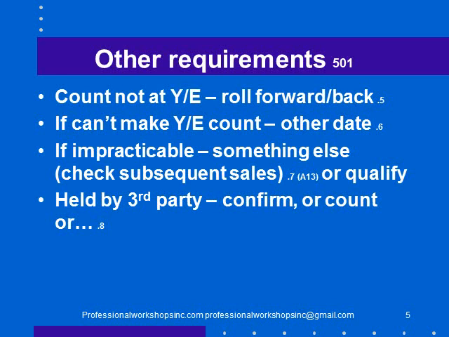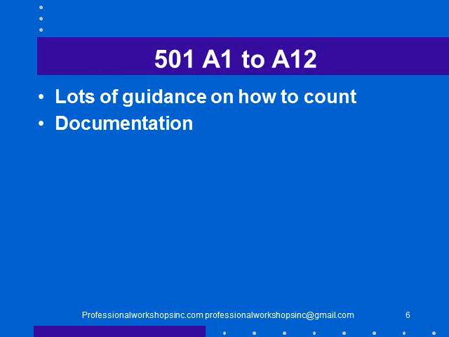The other advice it gives us: if inventory is held by a third party, we have to do something. We could get a confirmation. We could go and visit and count. There are other things that we could do, and that's in paragraph 8 of 501. 501A1 to 12 have lots and lots of guidance on how we might do the count and do those procedures.